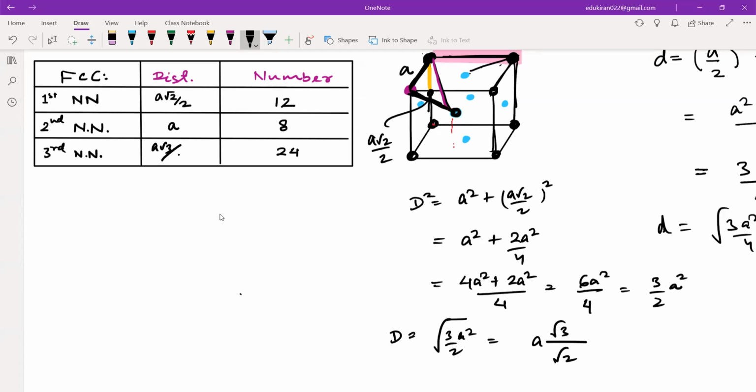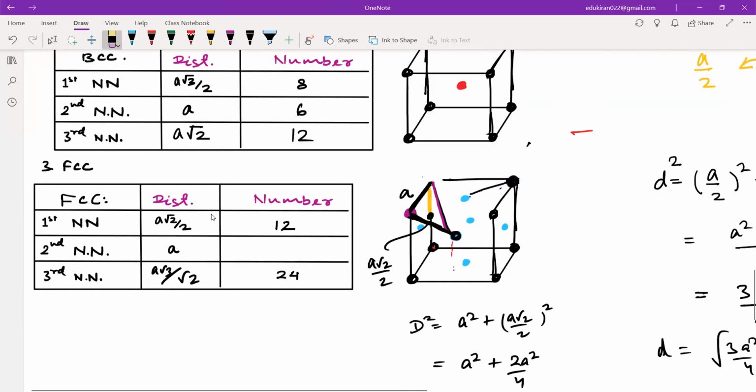A root 3 by root 2, and this number will be 6, because a is the corner's length. We will have only 6 atoms along the corner's length. If I take this atom, 1 atom here, 2 atom here, 3 atom here, the 4th atom will be here, the 5th atom here, and the 6th atom will be above. So the number will be 6 here. This is the correction that I needed to make. Is that right, all of you? Yes or no?